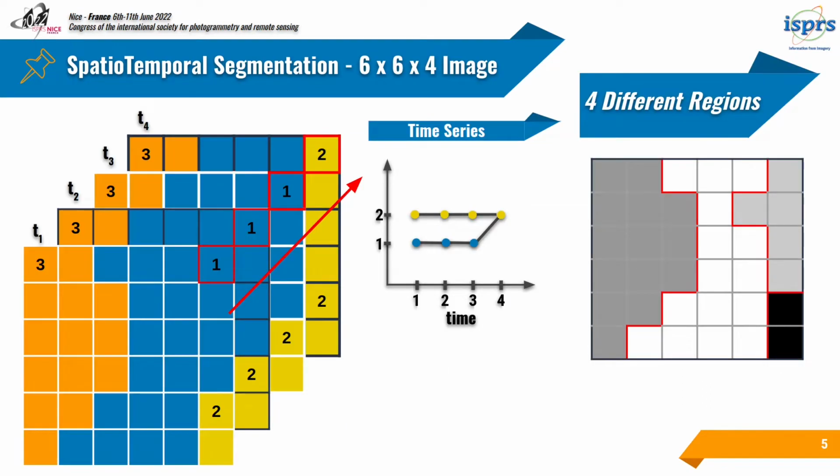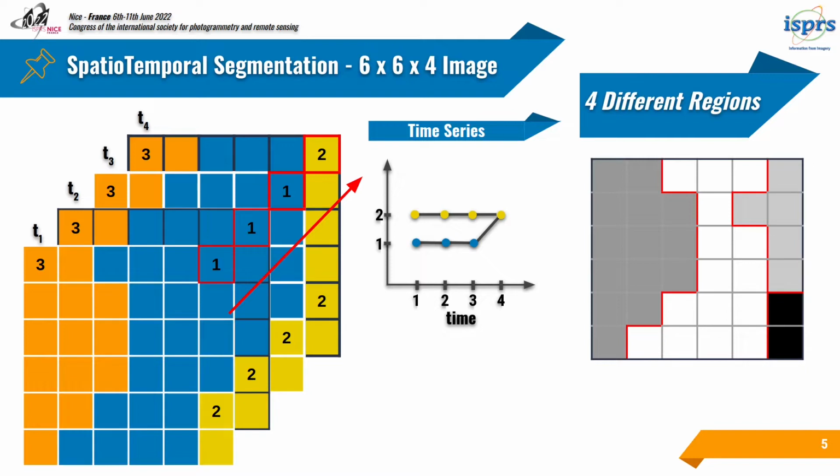Now I will introduce the concept of spatial-temporal segmentation. In the same way as segmentation, you want to divide an image into homogeneous regions, with the difference that the criterion of homogeneity is the time series. In this example, we have a 6x6 image at 4 different times, and the pixel highlighted in red, for example, is represented by the time series 1112, and this lower pixel is represented by the time series 2222. Note that these 2 pixels will be in different regions.